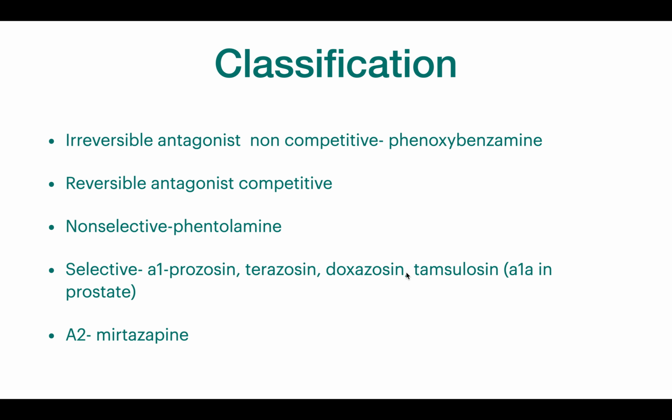Tamsulosin is particularly important to us because this is used to target the A1A receptors in the prostate. And another selective, but alpha-2 antagonist, would be mirtazapine.